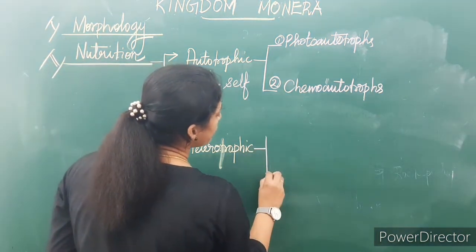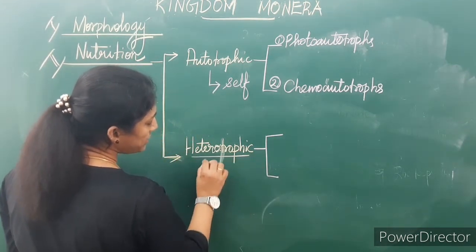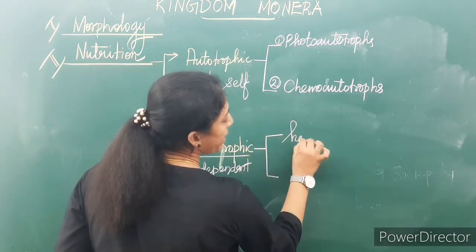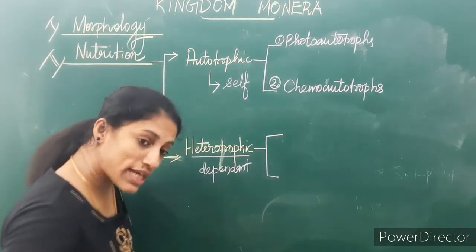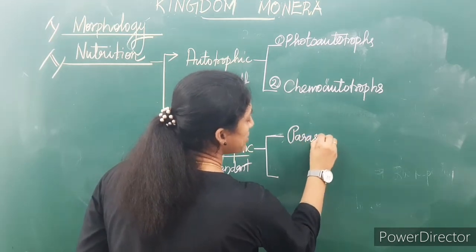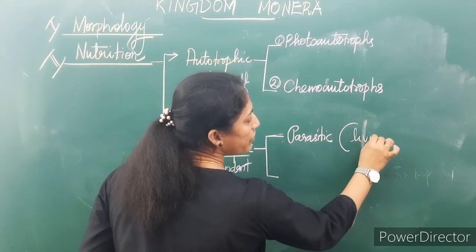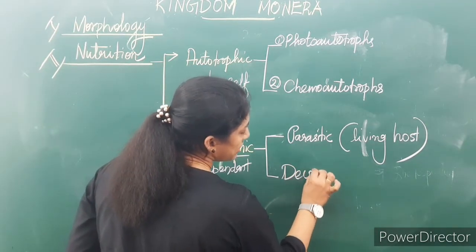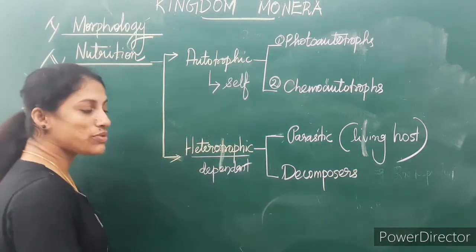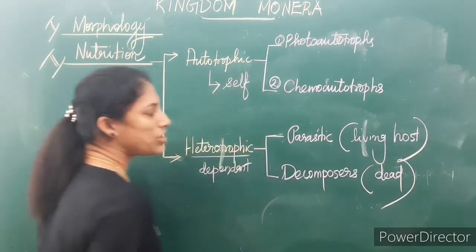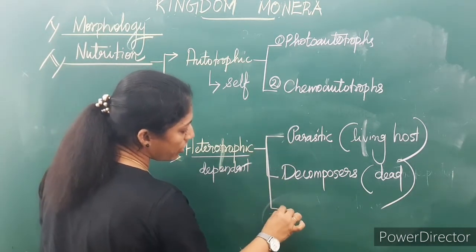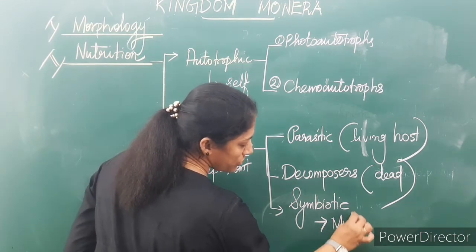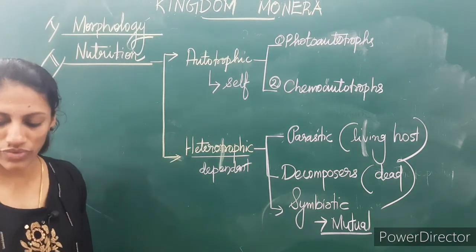Then heterotrophs or heterotrophic nutrition. These bacteria are dependent on others. They cannot prepare their food by themselves. Bacteria dependent on other living organisms show parasitic nutrition; they derive nutrition from a living host organism. The next category, decomposers, are dependent on dead organisms for food, not from the living host. And one more category is symbiotic. Some bacteria are involved in a mutualistic relation with a host.